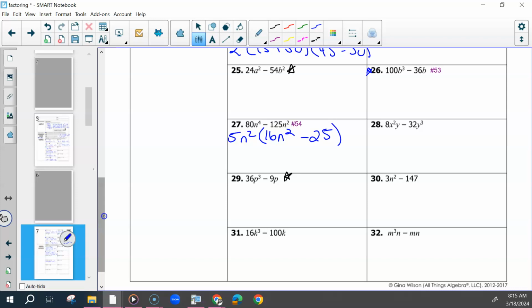Can we use difference of squares here? Yes. What would those two factors be? 4n minus 5 and 4n plus 5. If you have n's or variables in common, divide that out with your GCF. If you see odd powers of variables, you have a GCF with variables.